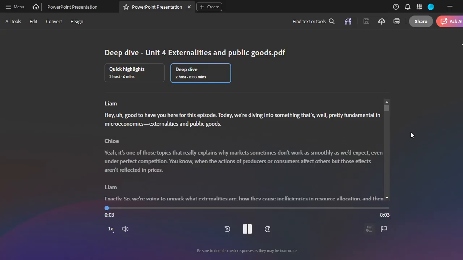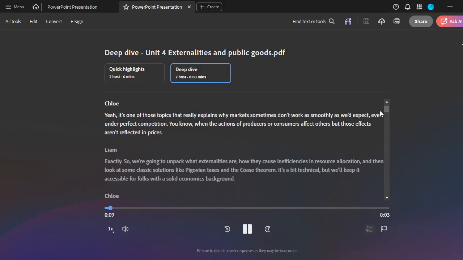Today, we're diving into something that's pretty fundamental in microeconomics: externalities and public goods. It's one of those topics that really explains why markets sometimes don't work as smoothly as we'd expect, even under perfect competition, when the actions of producers or consumers affect others, but those effects aren't reflected in prices.